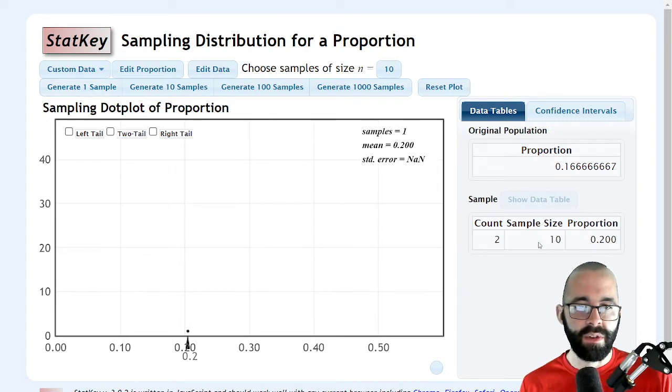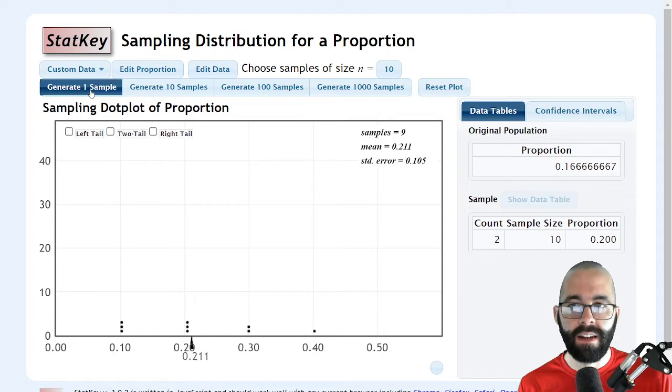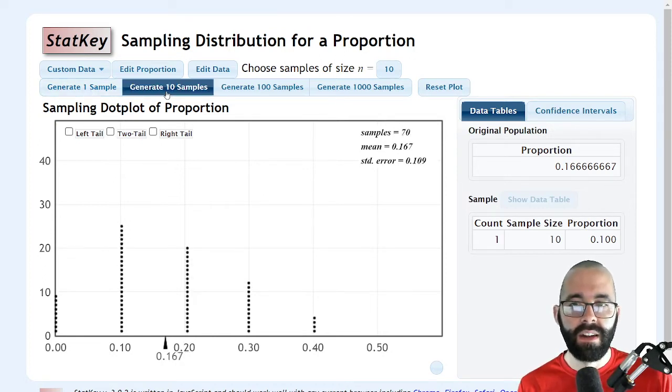All right, so we rolled 10 dice now. Two came out as ones, so the proportion was 20%. Oh, this time only one die popped up as a one. The proportion is 10%. Again, 10 at a time. What's happening?